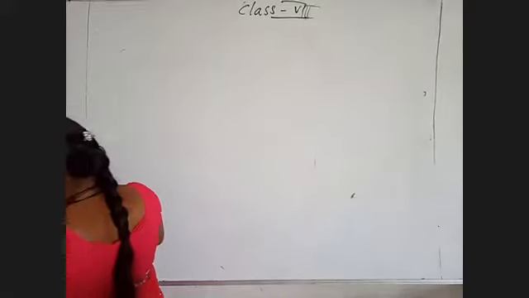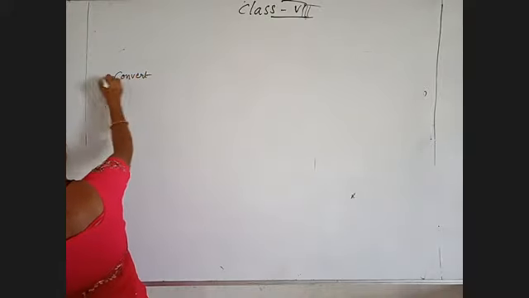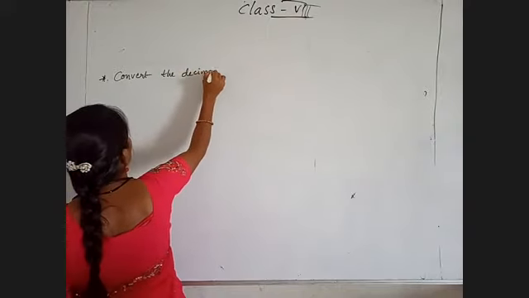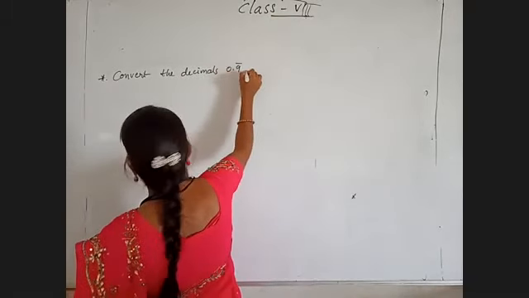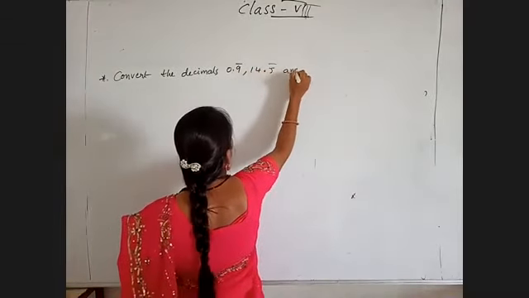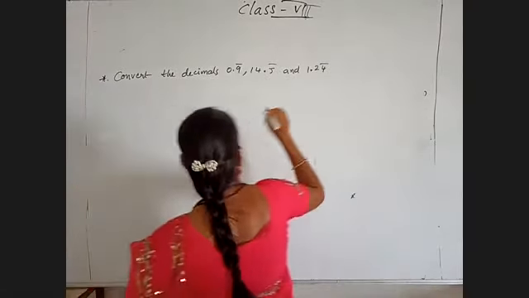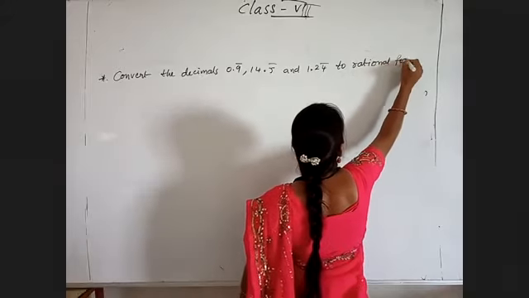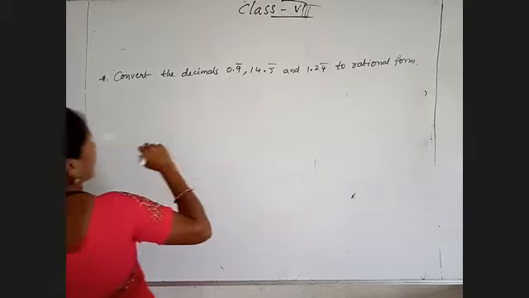Now observe the question. Convert the decimals 0.9 bar, 14.5 bar, and 1.24 bar into rational forms. Okay, now observe this.